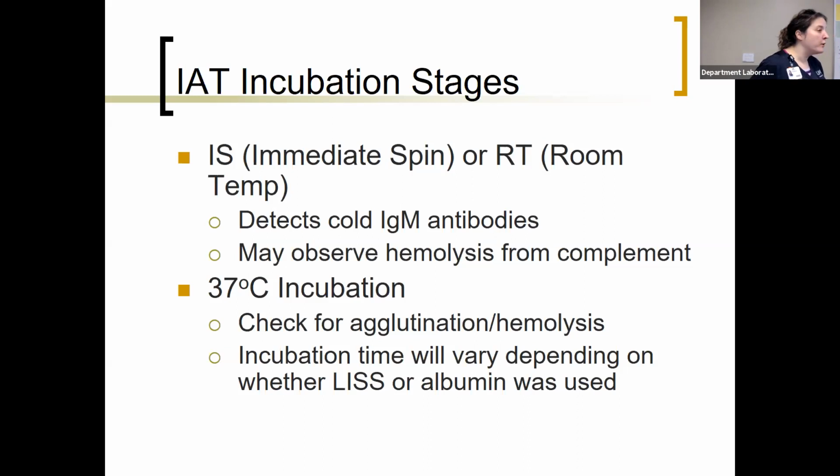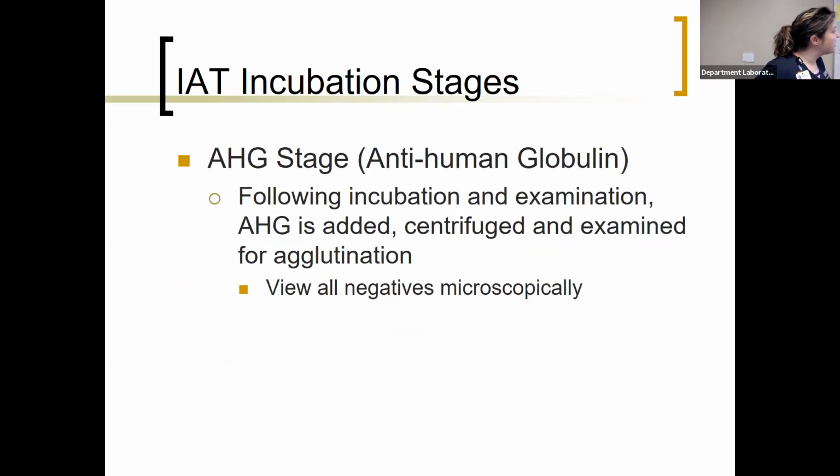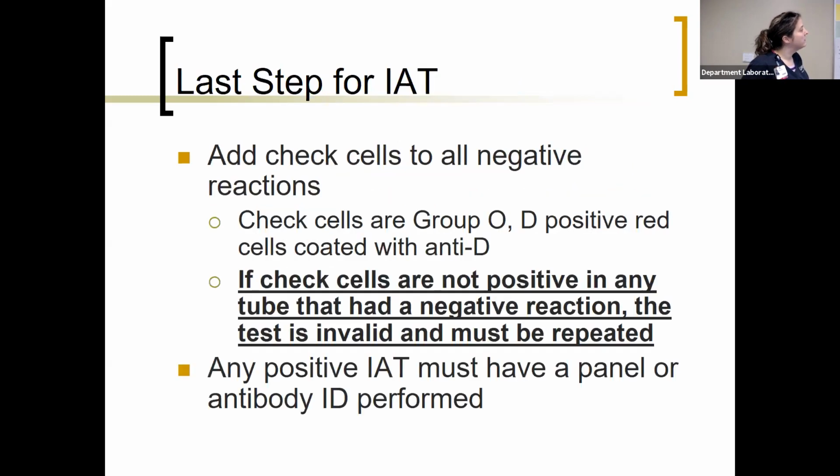And then how long you incubate is dependent on what enhancement media you were using or if you used any. And then your AHG. After your 37 incubation, you'll read for agglutination, and then you're going to wash. Remember, before you add AHG, we always want to wash our cells to remove any unbound protein, okay? And usually wash 4 times. And then if it's negative, macroscopically, you will have to check it under the microscope.